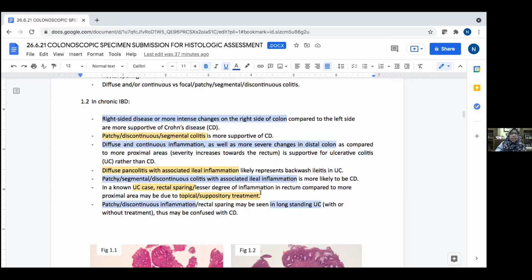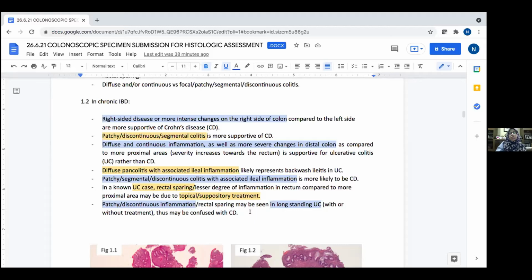Okay, so the next point is if you are dealing with a known case of ulcerative colitis and you see rectal sparing, it's probably related to topical or suppository treatment that the patient is getting. The next important point to remember is that in long-standing ulcerative colitis, whether the patient is on treatment or without treatment, the mucosal changes can be patchy or discontinuous, looking much like Crohn's disease. That is why it's very, very important for the clinicians to tell us the duration of symptoms the patient is having.